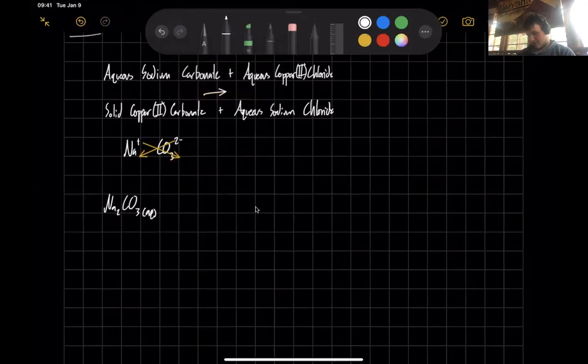Okay, and that is added to aqueous copper 2 chloride. It's the same thing, it's Cu. The 2 right here is telling you that it's 2+. And then it is chloride, which is a single charge. So again, if you drag them and drop them to the bottom, that gives you CuCl2 aqueous.